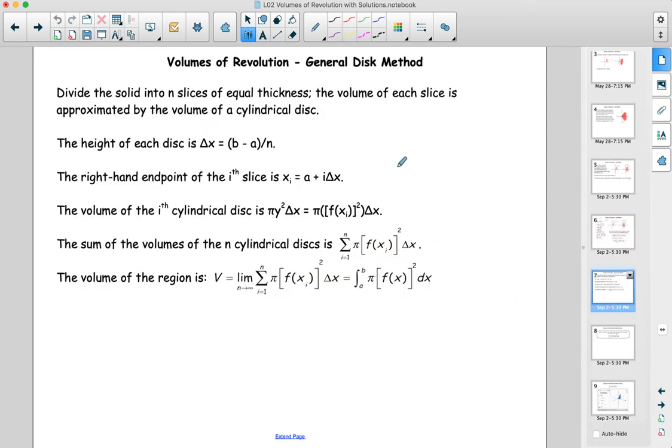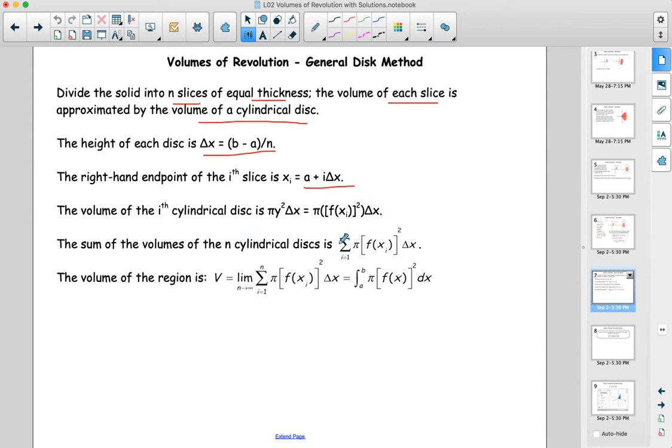Now, just fleshing out that formula in greater detail. So how did we create the formula? We're going to divide your solid into n slices of equal thickness. The volume of each slice we're going to approximate by the volume of a cylindrical disc. The height of each is going to be delta x, which is (b minus a) over n. We're using the right-hand endpoint, so we're getting a plus i delta x. The volume of the i-th cylindrical disc, we said, would be pi times r squared times delta x. That was going to be pi times f at x_i, all squared, times delta x.